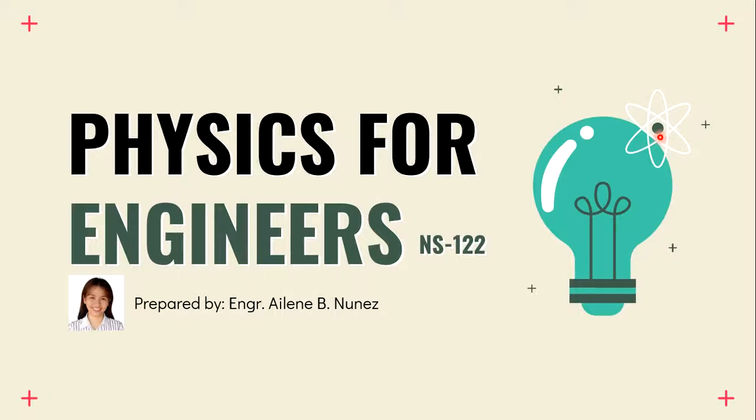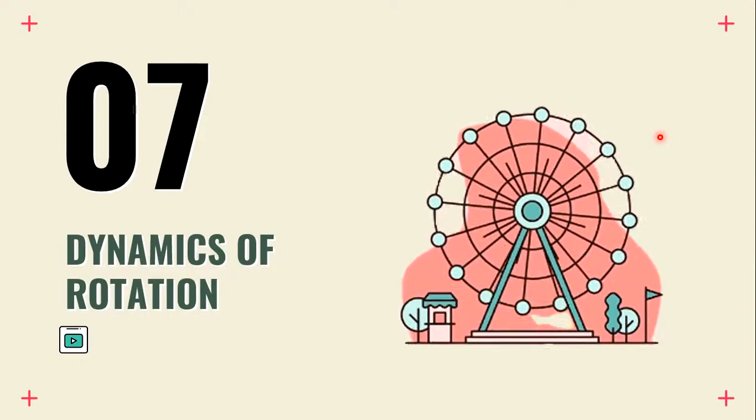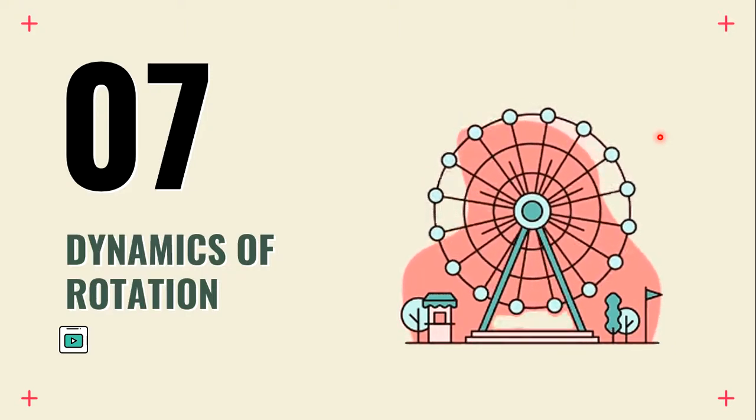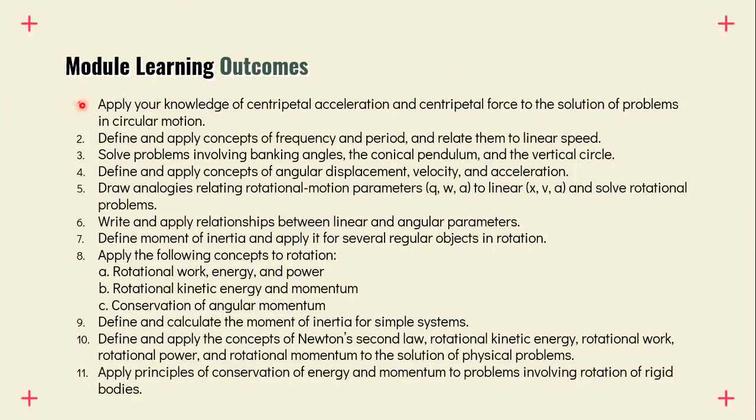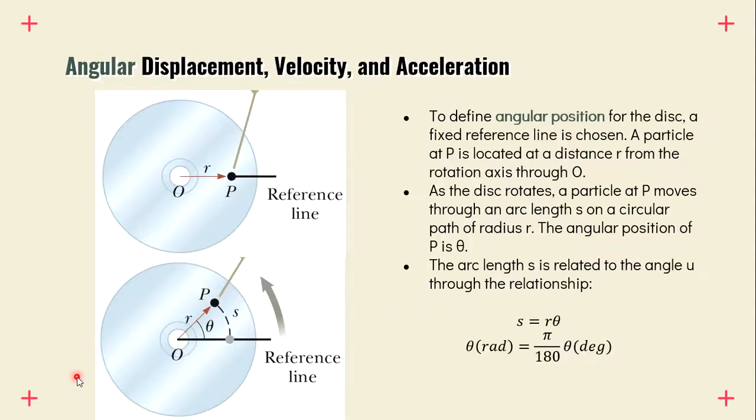Hi, welcome to Physics for Engineers, and this is the continuation of Module 7, which is Dynamics of Rotation. In this video, we are going to discuss the remaining module learning outcomes. MLOs 1 to 4 have been discussed in the previous video, so we're going to discuss the rest of the objectives. First of all, let us discuss angular displacement, velocity, and acceleration.